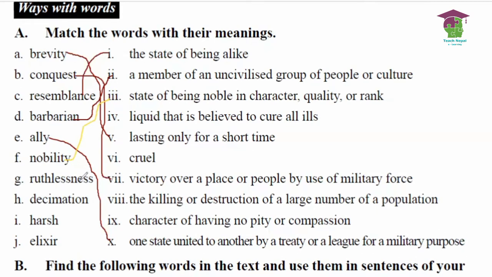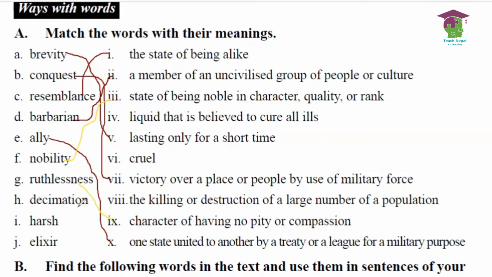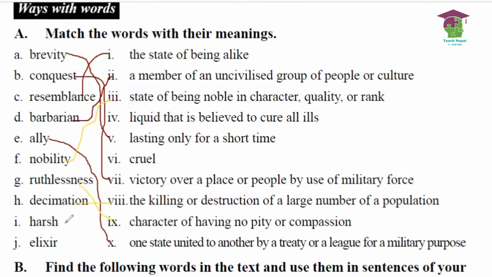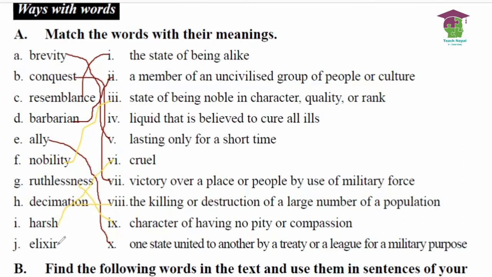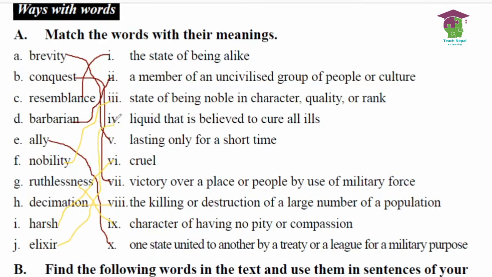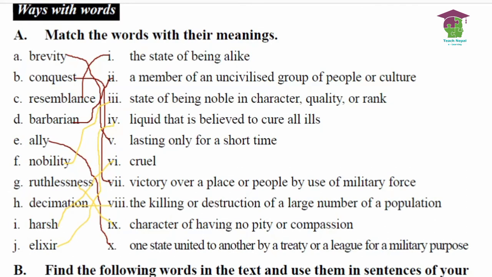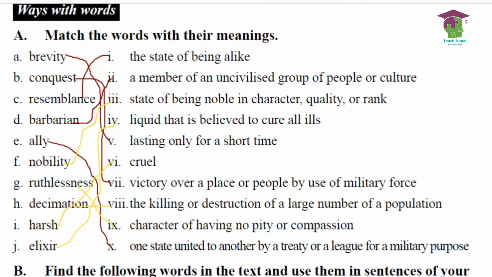a state of being noble in character, quality, or rank. And then ruthlessness, that means character having no passion or compassion. Next, we have number I, harsh, means cruel, or we call bad also. Elixir, it is a liquid that is believed to cure all ills. So in this way, you can do the vocabulary task. You can consult the dictionary also when you find or when you have to do these kind of exercises.